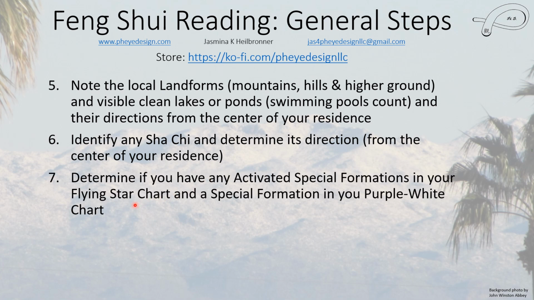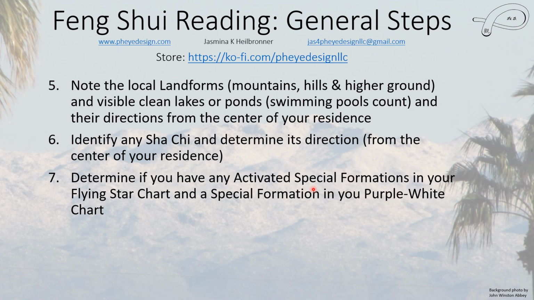Then you need to determine whether or not you have any activated special formations in your flying star chart or one of the special formations in your purple white chart. The purple white chart has two possible ones. Now the purple white chart does change every year, but if you have it for 1 year, any special formation, it always stays. That's just the way it works.